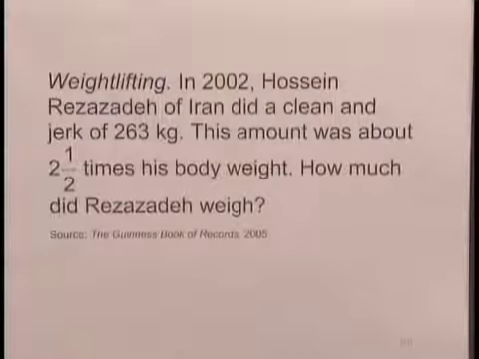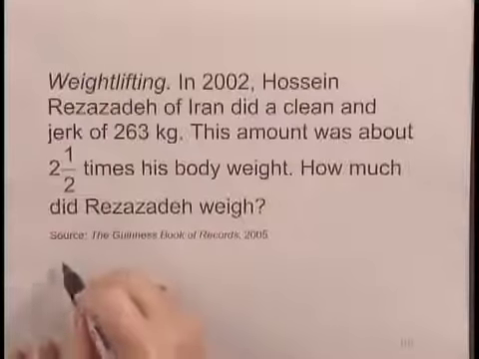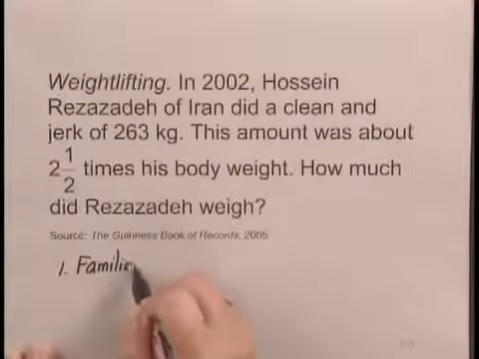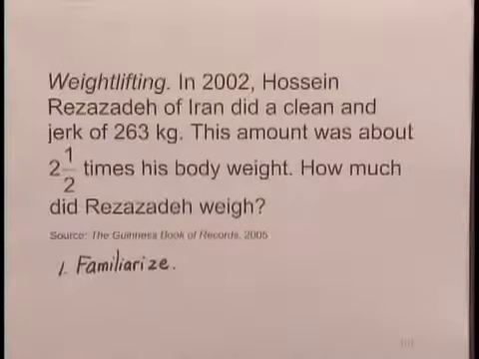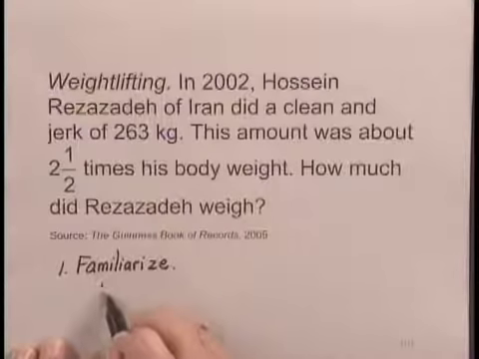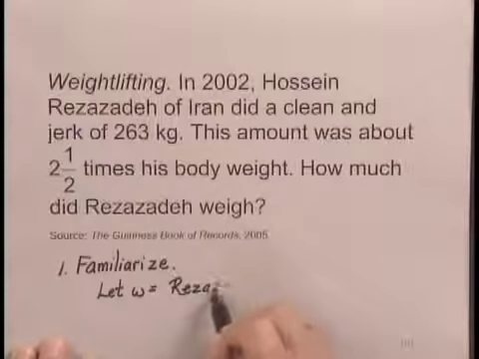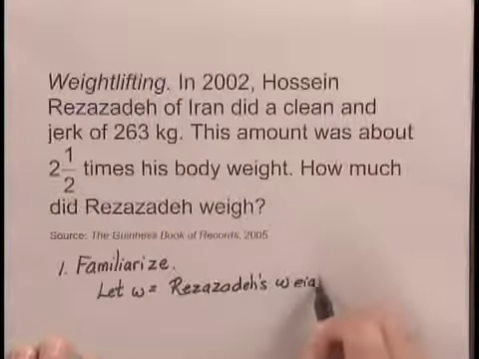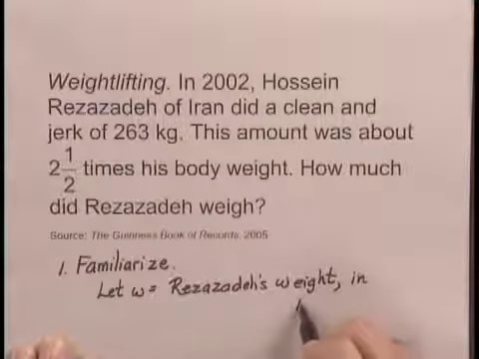We will approach this problem using our 5-step problem-solving strategy. And to begin with, we'll use the first step, familiarize ourselves with the problem situation. Read the problem carefully to understand what we're looking for, and we're going to define a variable. We're looking for his weight, so we will let W equal Rezazadeh's weight. And I'm going to label what units we're looking at in kilograms.